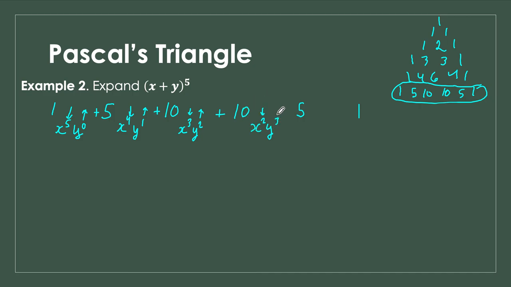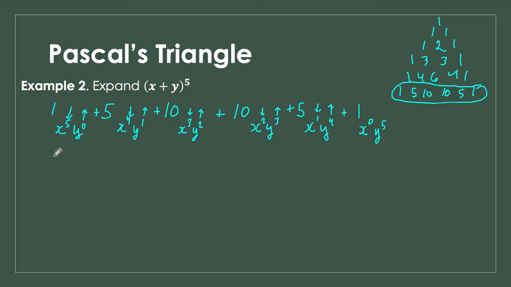If I decrease this, increase this, plus x raised to 1, y raised to the power of 4, plus, lastly, decrease this, increase this. What we have is x raised to 0, y raised to 5. The important thing to notice here is that the exponents, if we add them up, will always be equal to the degree, which is 5. So 5 plus 0 is 5, 4 plus 1 is 5, 3 plus 2 is 5, 2 plus 3 is 5, and so on.